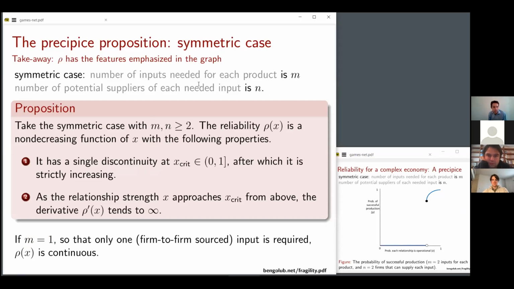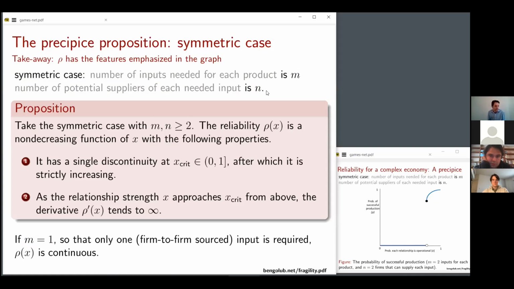Everything here is the symmetric case where all firms look sufficiently the same, in the sense that they need the same number of inputs and have the same number of sourcing opportunities for each. But that is really not important. If you look toward the back of the paper, you can define the model using multi-type branching processes, where you can put all the heterogeneity you might want in this process. The key insight is that the precipice survives.